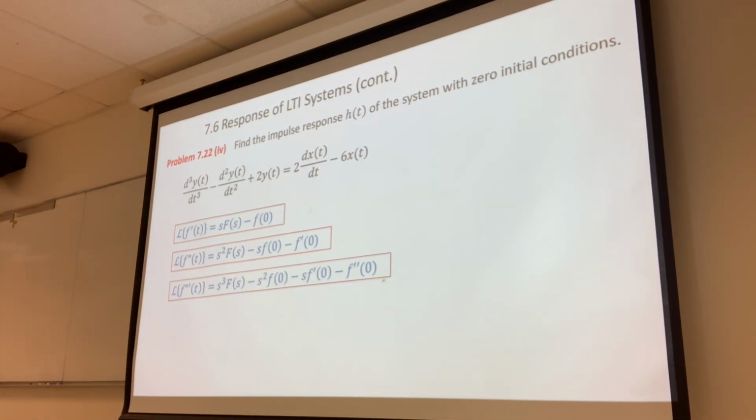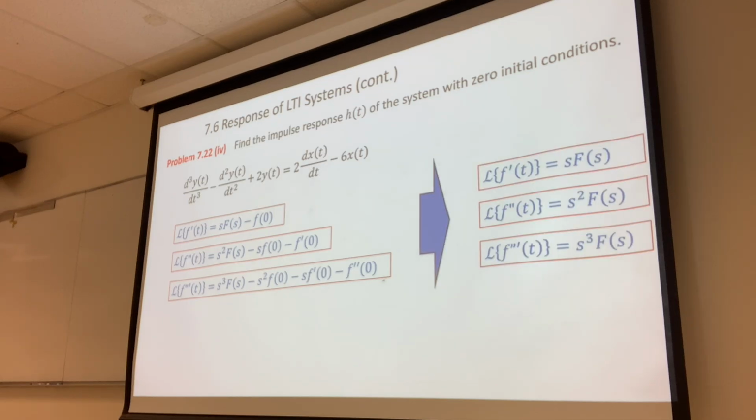Hey, Dr. Kim, we don't have the triple prime in our equation sheet. What are we going to do? I mean, you don't have to worry too much about it, because what I'm going to say here is the zero initial condition, right? If it's zero initial condition, then what's going to happen? The first prime is s capital F of s, double prime is s squared capital F of s, and then triple prime is s cubed capital F of s. So we don't have to worry about the rest.